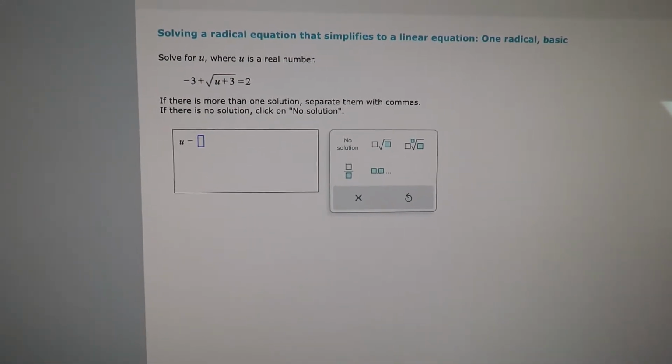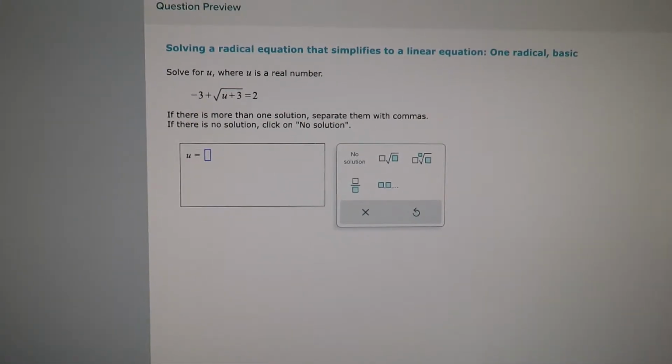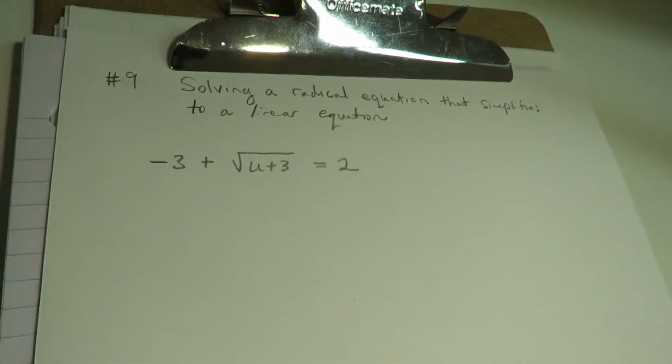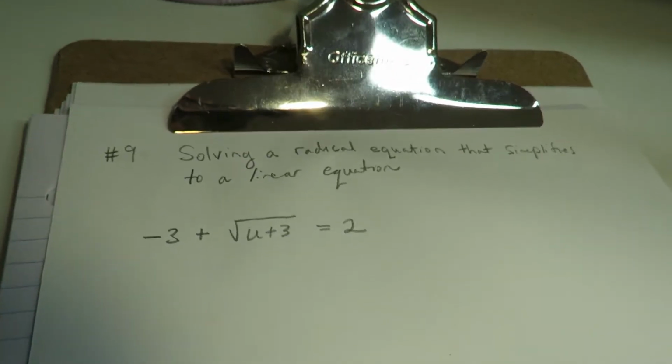Hi gang, now we're going to review simplifying a radical equation. Alright, so let's start with the one on the screen.